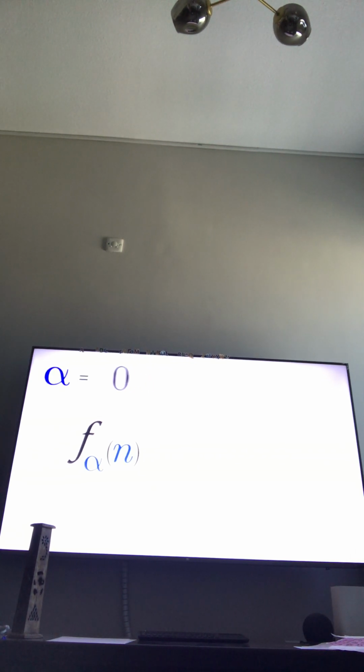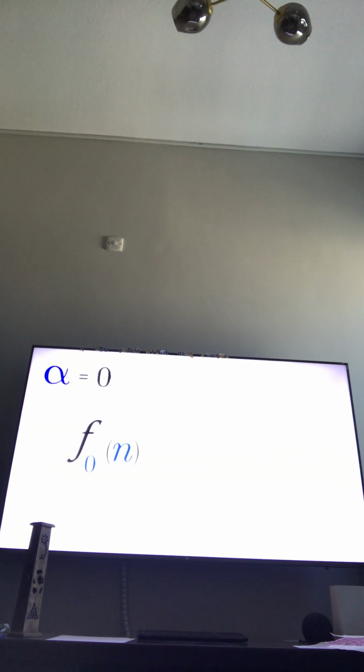Let's have the first level, which is 0. That's f0 of n, which is equal to n plus 1. So if n equals 3, it's equal to 3 plus 1. If n equals 100, that's equal to 100 plus 1. Now let's have the next level, which is 1. f1 of n is equal to 2 times n. f2 of n is equal to 2 to the power of n times n.